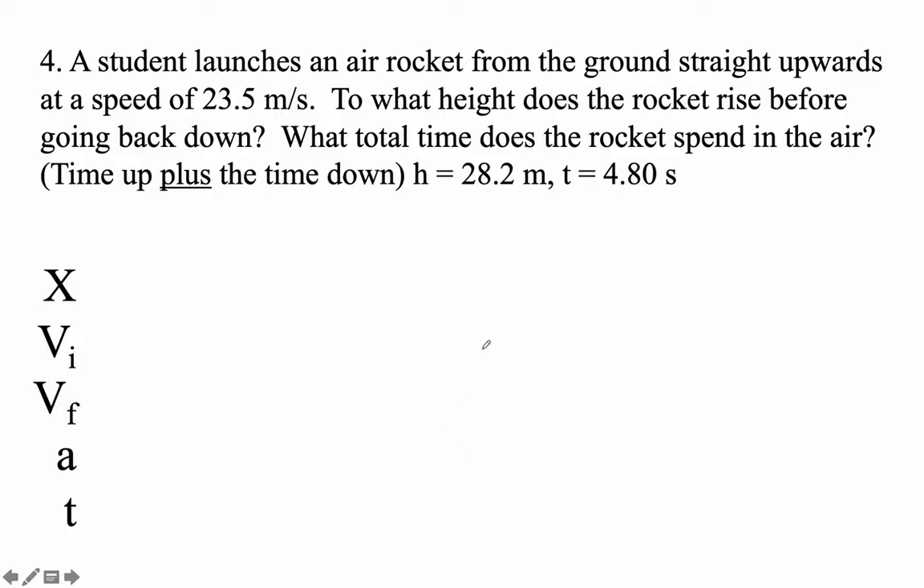A student launches an air rocket from the ground straight upwards at a speed of 23.5 meters per second. To what height does the rocket rise before going back down? What total time does the rocket spend in the air? Okay, we're going to have to use tricks here.